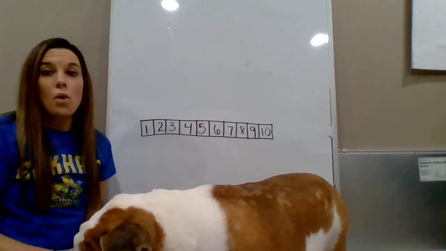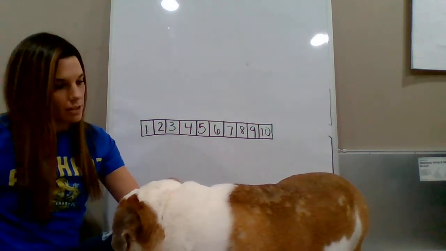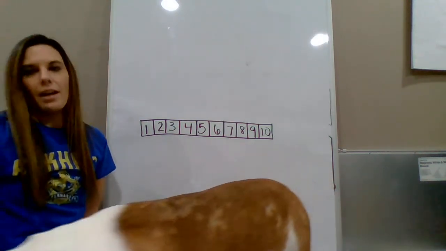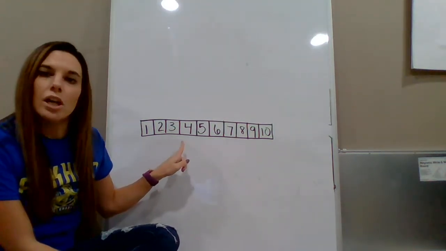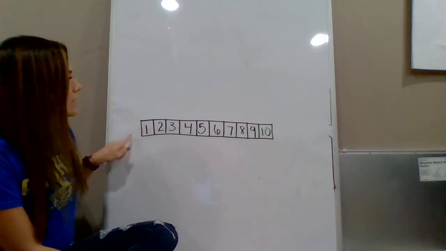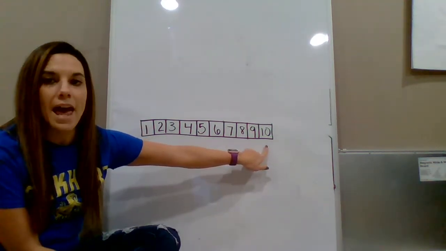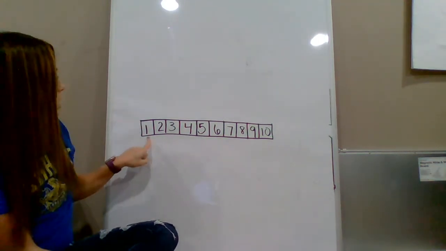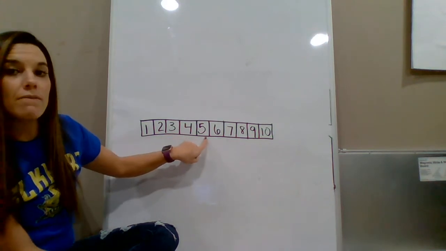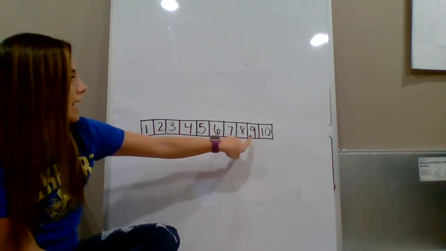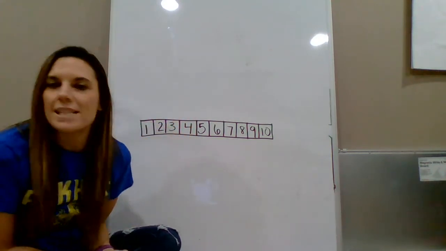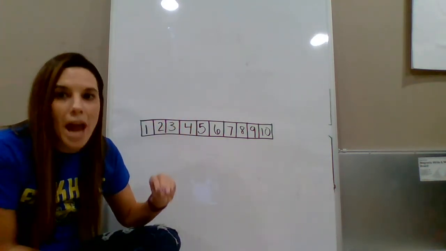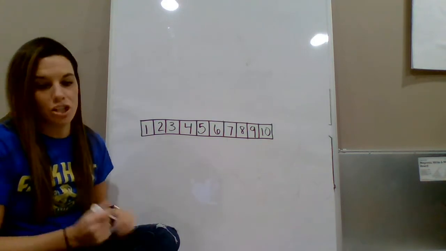Okay, so I'm going to show you today. This that I have drawn on the board is called a number path. And this is a number path up to the number 10. You can see we have the numbers 1, 2, 3, 4, 5, 6, 7, 8, 9, and 10. So we're going to use our number path to help us solve subtraction and addition problems.